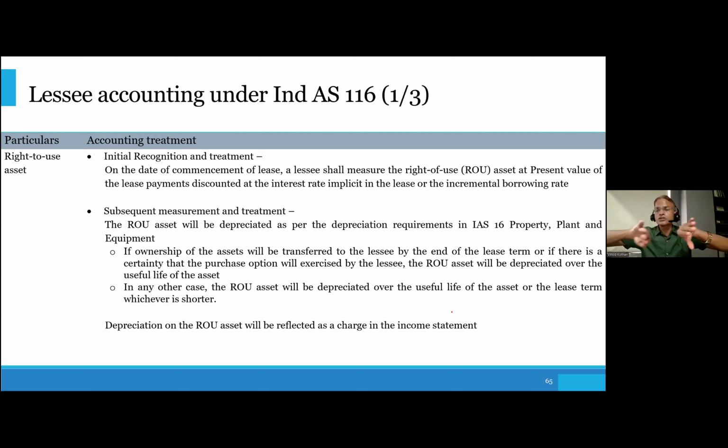He'll split the rentals into two parts, the interest component and the principal component. The interest component will go as a financing cost in the P&L account, and the principal component will go as amortization of that ROU liability. So with the principal component, the liability will be squared off, and the interest part will go as a financing cost in the P&L account. Because it's a financing cost, it's equivalent to an interest cost. Instead of being an operating expense, it has now become a financing cost. That's what happens to the rentals.